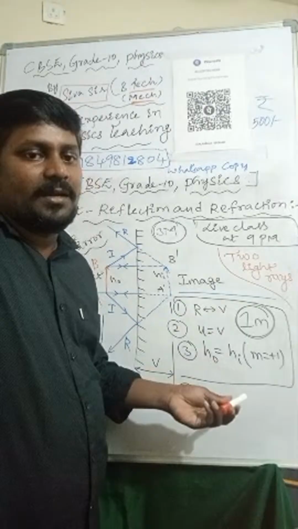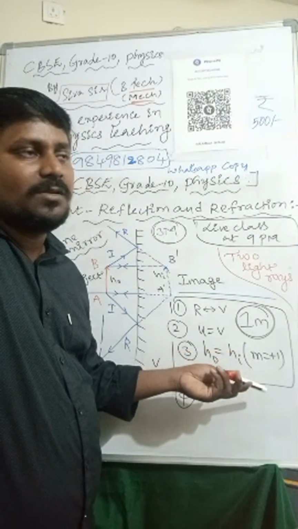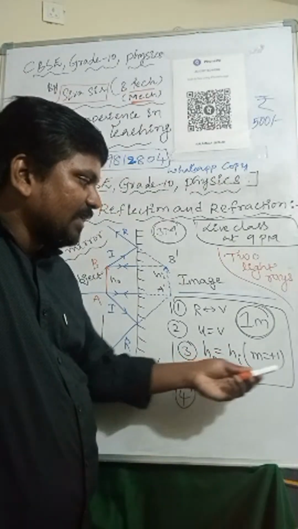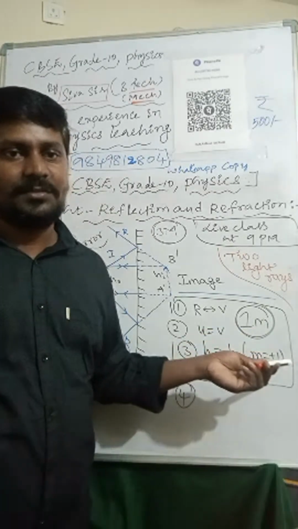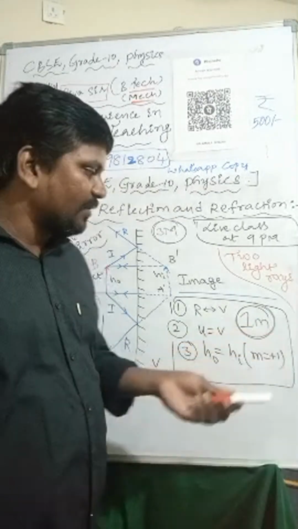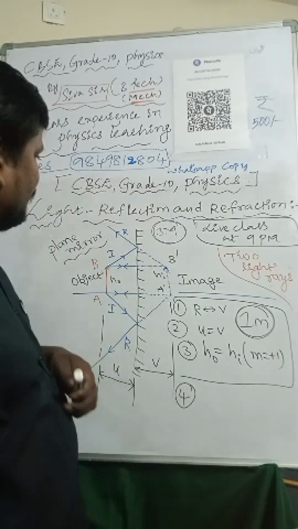In a plane mirror, from the MCQ point of view, they will ask object distance is equal to image distance and height of the object is equal to height of the image. What about magnification, positive or negative? Magnification is positive in a plane mirror. Okay, very good. So that's enough about these points.